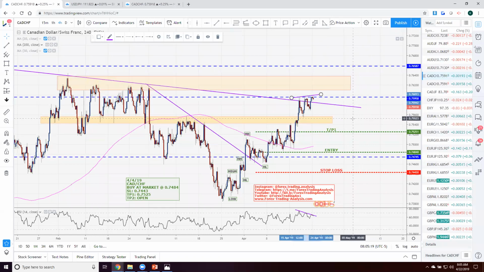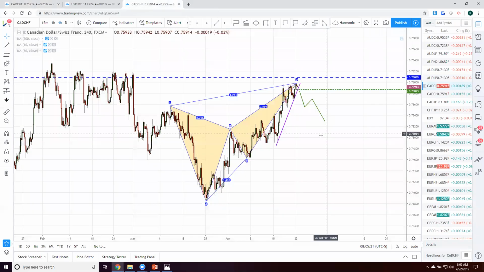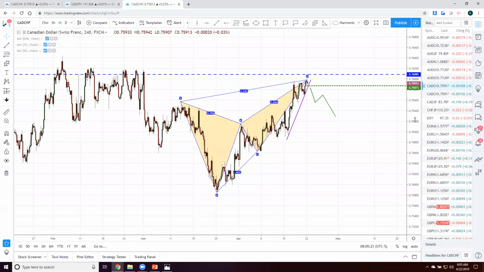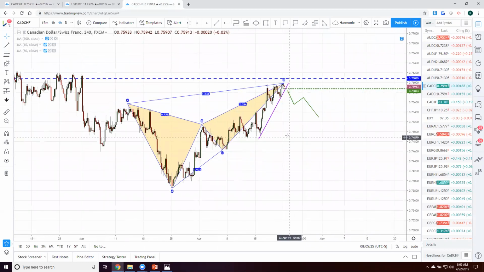So maybe a trade we'll be looking at for our members here after we get through all this.